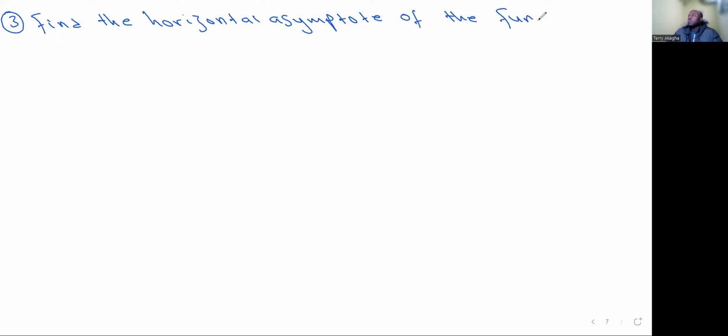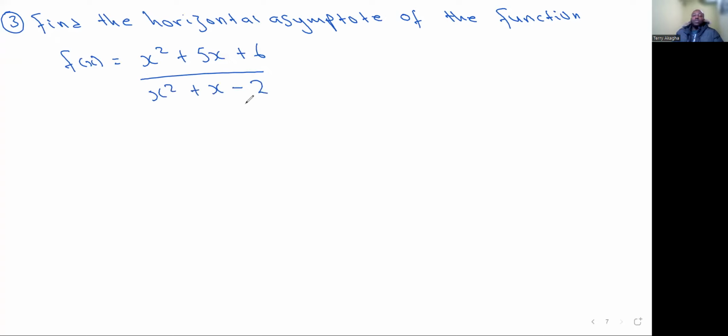We're told to find the horizontal asymptote of the function. So we have f of x is equal to x squared plus 5x plus 6 divided by x squared plus x minus 2. All right?